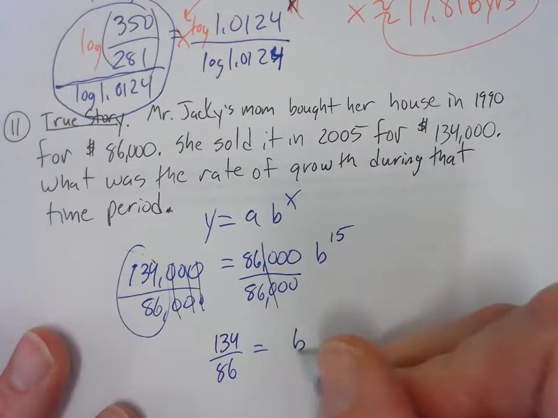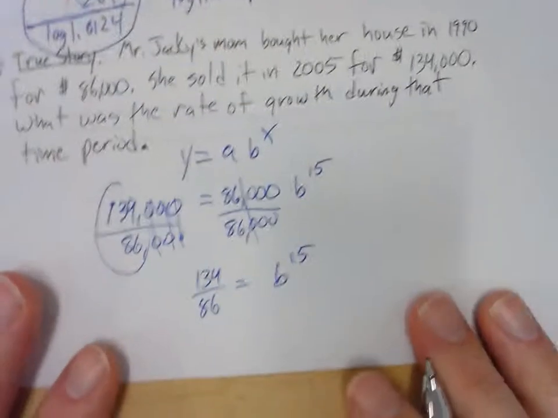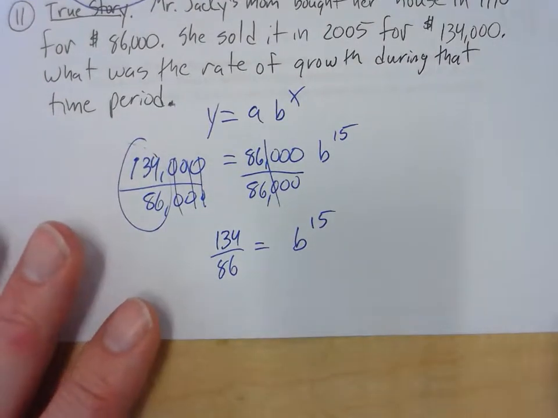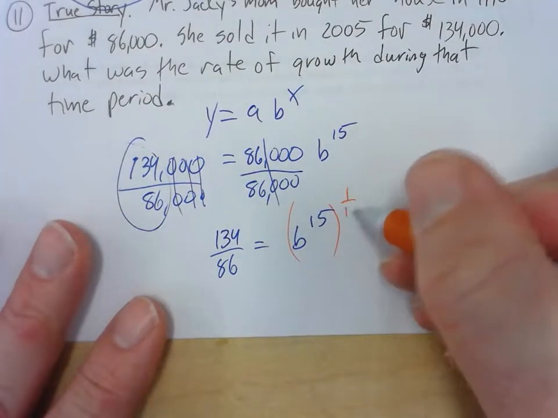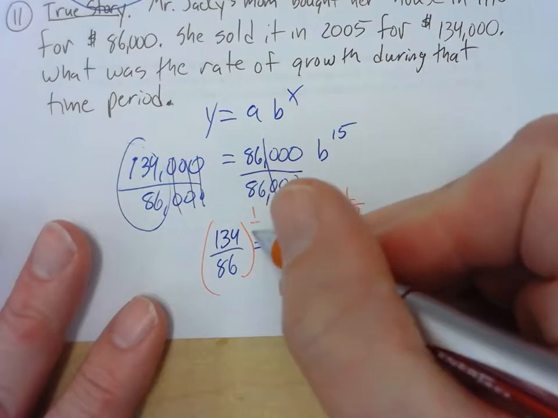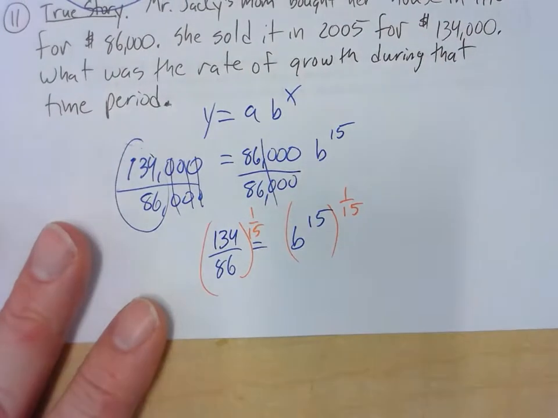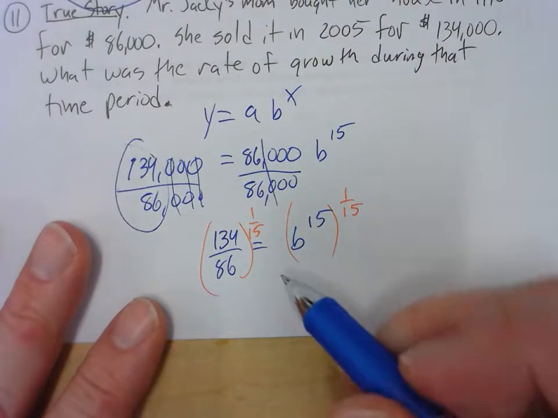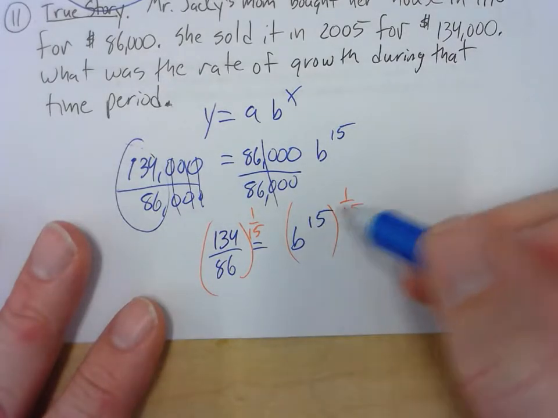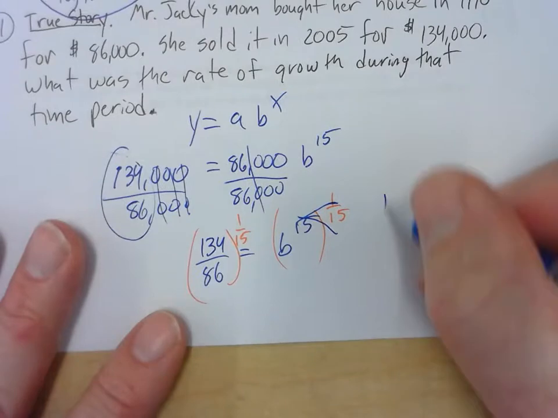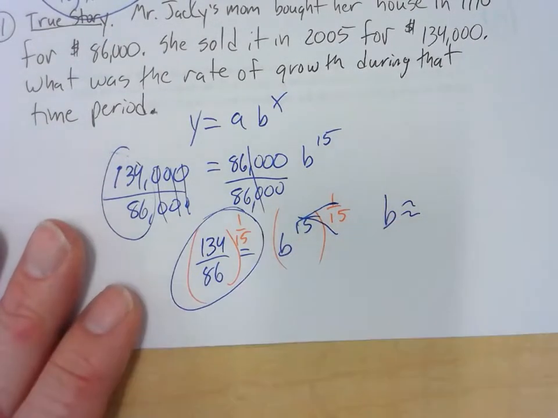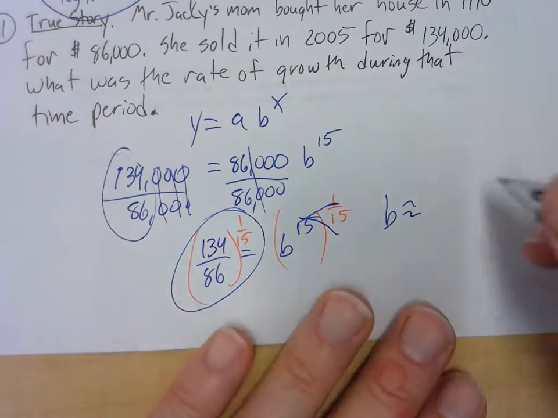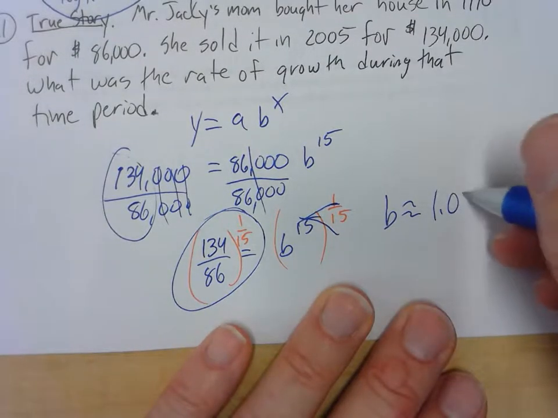134/86 is equal to b to the 15th power. So we're about to see my mom's growth rate here in a second. Of course, my mom isn't growing anymore. Her growth rate's over as a human. Actually, she's a little bit older, so she's shrinking, maybe. So the 15th power and the 15th root cancel out, and you get b is approximately equal to this. So we type that in the calculator, and it's really close to 1.03.